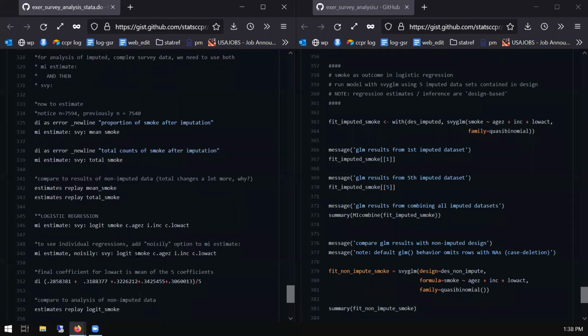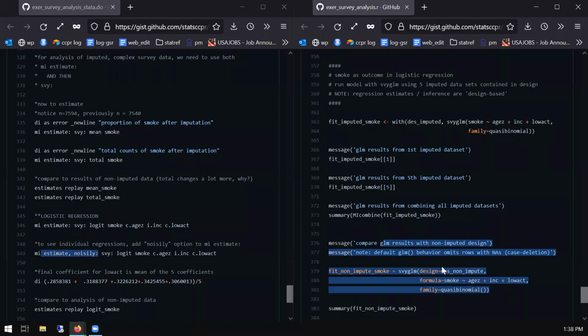With that setup, here's the difference. You have to use this MI prefix to tell Stata the imputed data, in combination with this SVY prefix to remind Stata that there was a survey design in the background with strata and weights. So in Stata, these two parts are combined in this one line. Let's jump back to R.